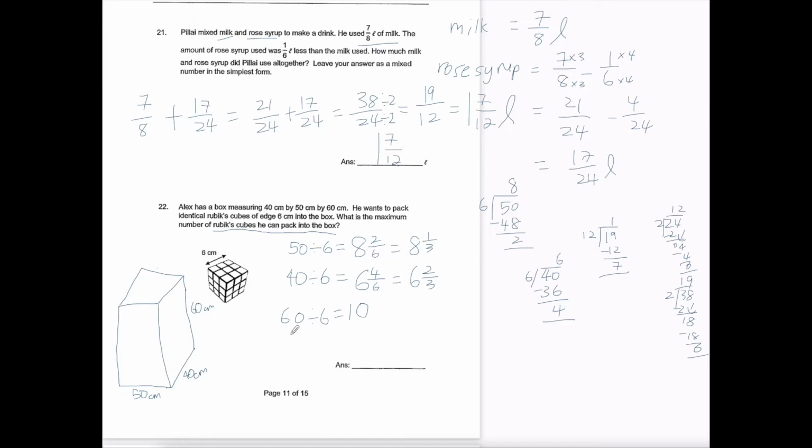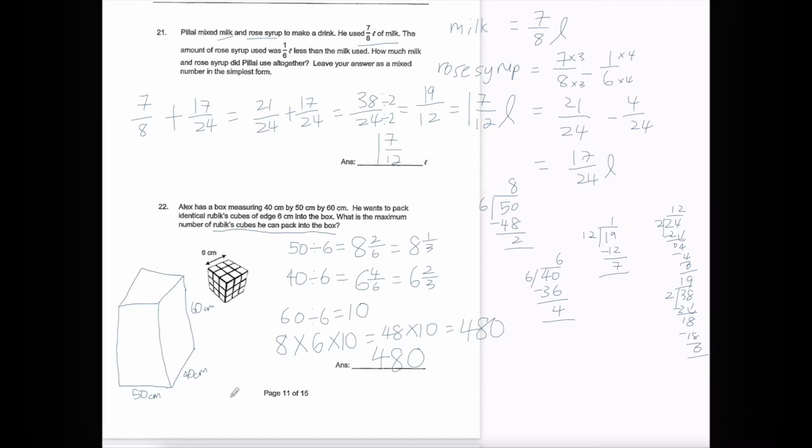So for the length, I can put 8 cubes. For the breadth, I can put 6 cubes. And for the height, I can put 10 cubes. So I have to multiply to find out how many cubes I can put. So it's 48 times 10, which is 480. So my answer is 480. Knowing how many cubes I can put and multiplying it is definitely worth 2 marks. Let's move on to question 23.